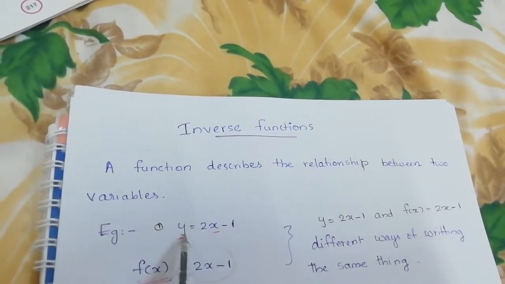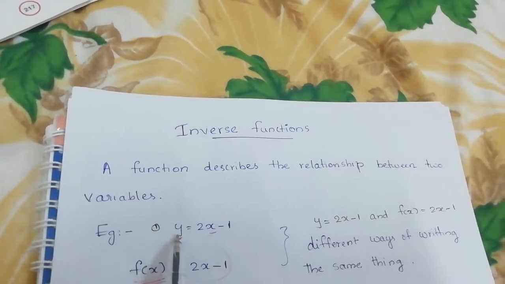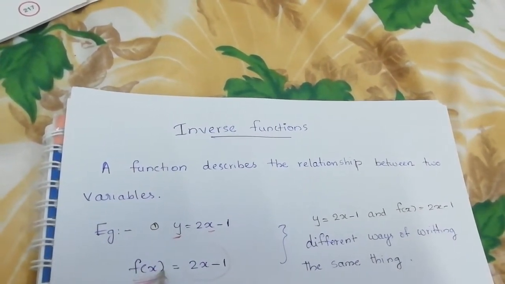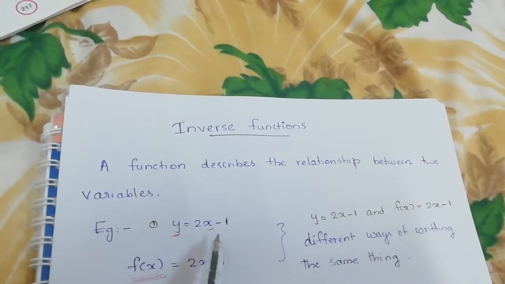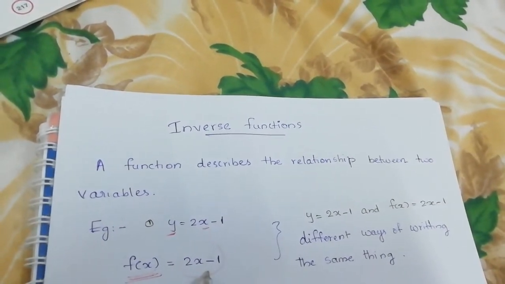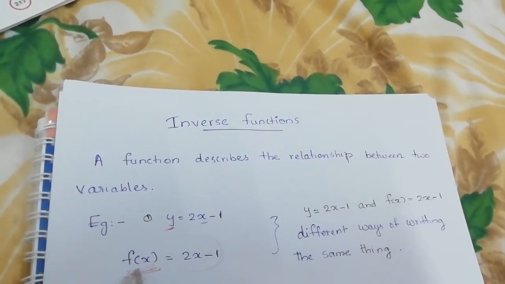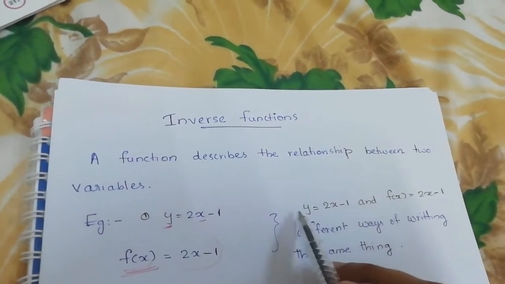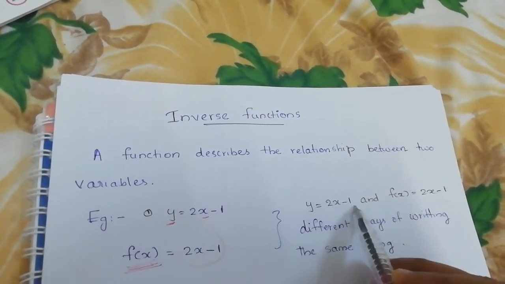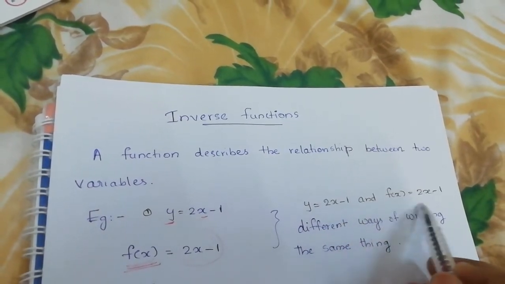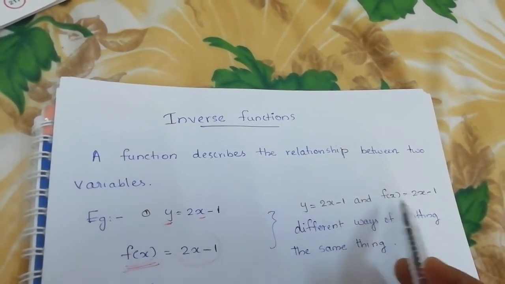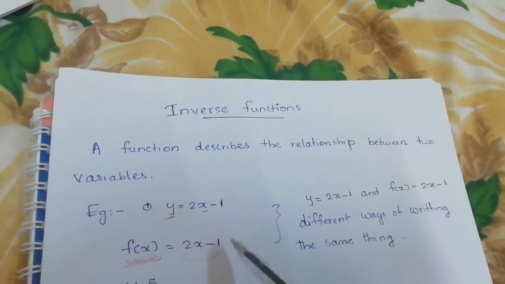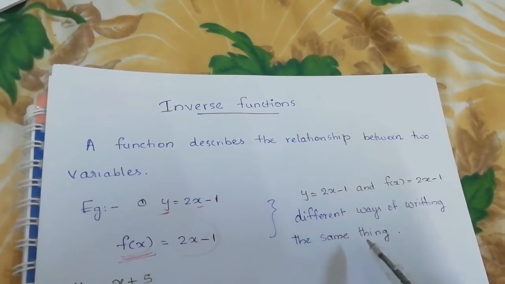So we can write this in function form by denoting this y as f of x, so f of x equals 2x minus 1. A function we denote as f of x. So here y equals 2x minus 1 and f of x equals 2x minus 1. These are different ways of writing the same thing.